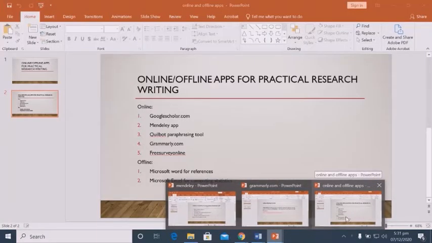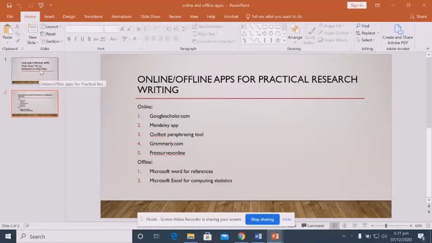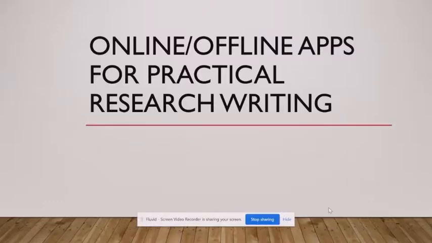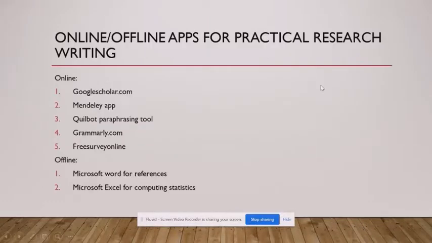Ngayon ay magkakaroon tayo ng tutorial on the online or offline apps for practical research writing. So, meron tayong 5 sa online. Number 1, googlescholar.com. Number 2, Mendeley app. Number 3, Calbot paraphrasing tool. 4, grammarly.com. 5, free survey online. Para sa offline naman, meron tayong Microsoft Word for references and Microsoft Excel for computing statistics.